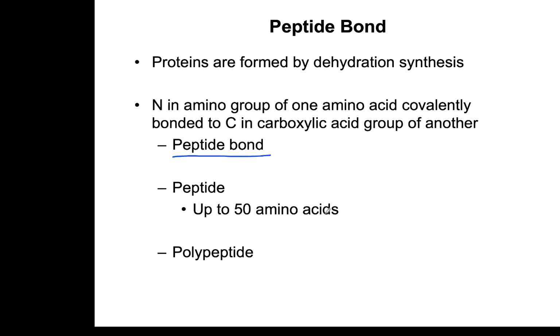When 50 amino acids link together, we call that a peptide. When more than 50 amino acids link together, we call that a polypeptide. So polypeptide means more than 50 amino acids joined together. This polypeptide is equal to protein.